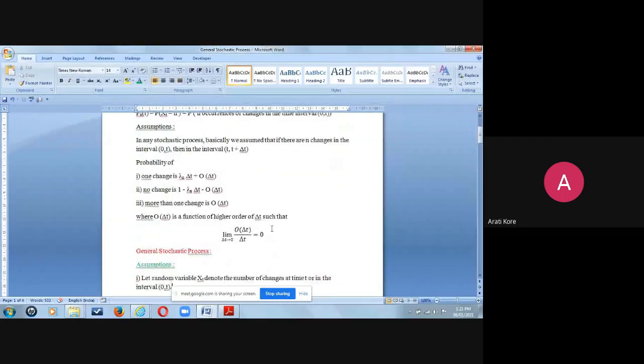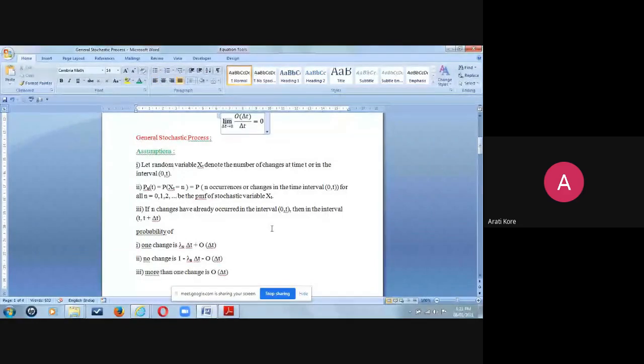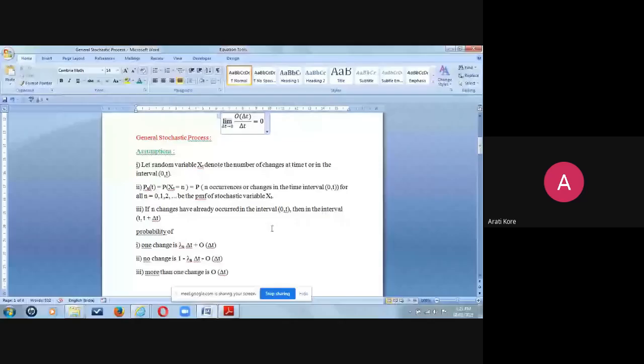So what I will do today is we are going to discuss the general stochastic process first. And once you understand this, we are going to see the specific stochastic processes. But the basic idea is the same. Okay. So it is very important to understand what we are going to study today. Again, the same kind of assumptions you will see in each and every stochastic process. What will be the difference in each, I will let you know at that time.